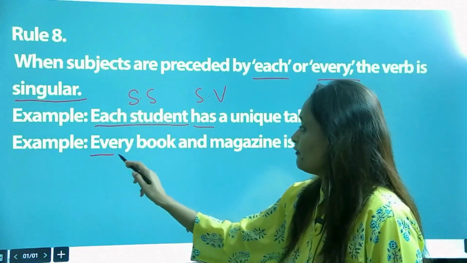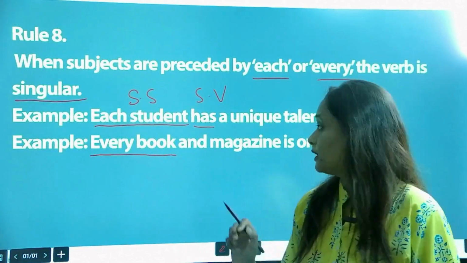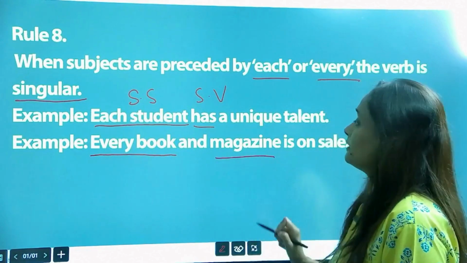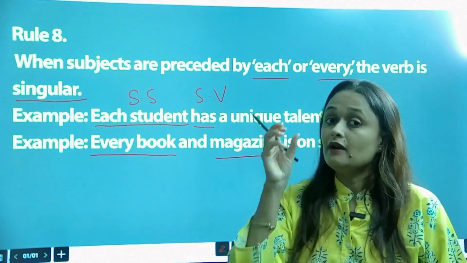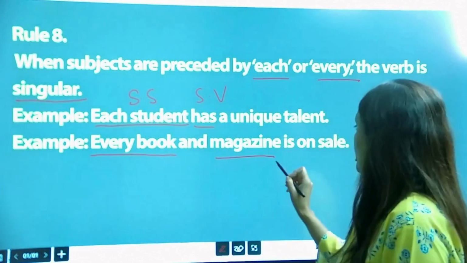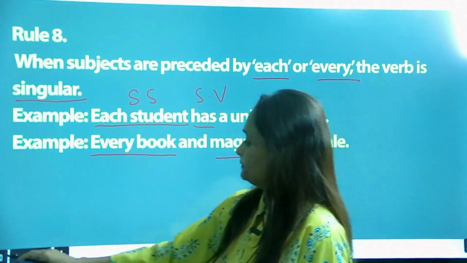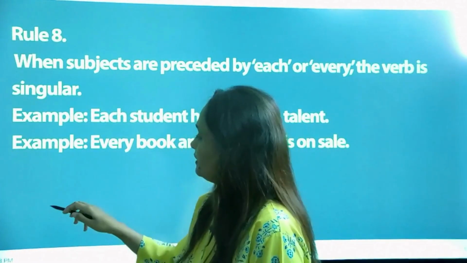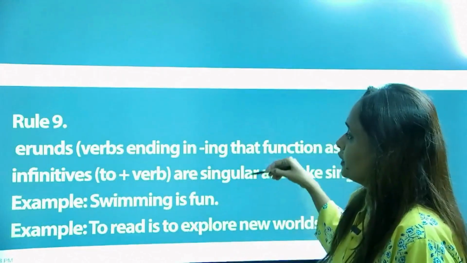Now, every book and magazine. We are talking about every book, okay, and magazine. So "is" will be used, a singular verb will be used.